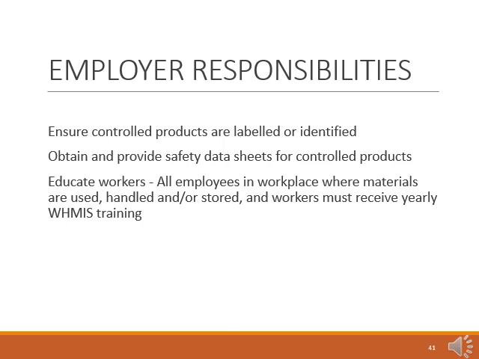Employer responsibilities regarding WHMIS. Employers must ensure controlled products are labeled or identified, obtain and provide safety data sheets for controlled products, and educate all employees in the workplace where materials are used, handled, and or stored. Workers must receive yearly WHMIS training.